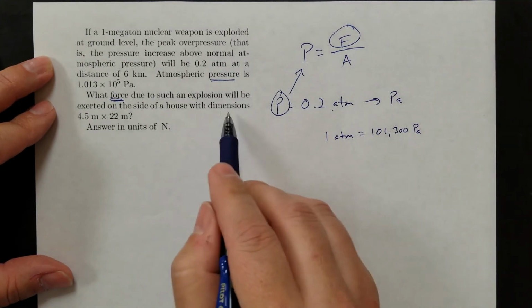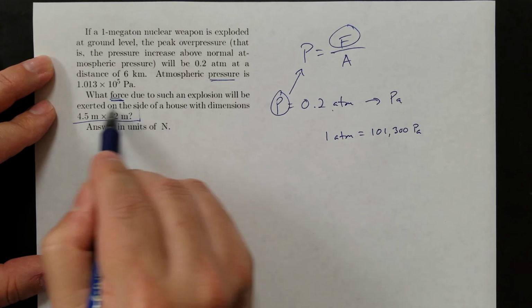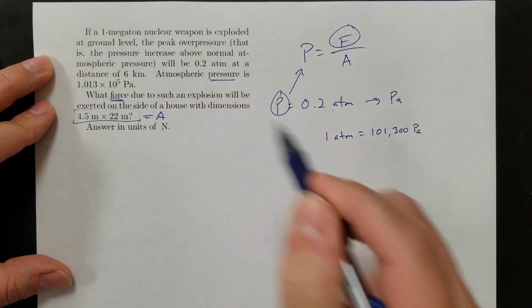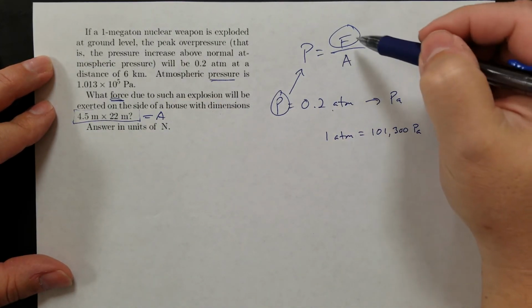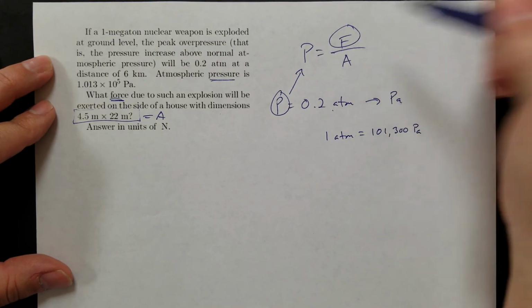And then area: I've got the dimensions of the house, and I can use that to give me area. And then again, pressure is force over area. I'm solving for force in this case, so I need pressure and area, and I can solve for force.